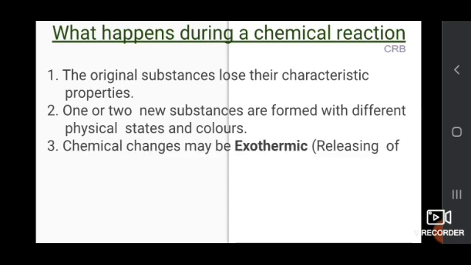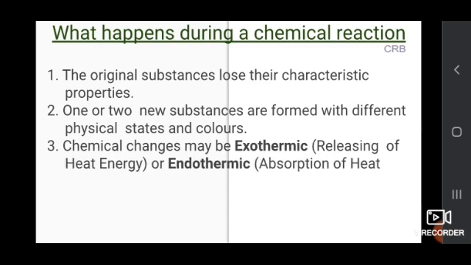Chemical changes may be exothermic, that means releasing of heat energy, or endothermic, that means absorption of heat energy. So in some chemical reactions, we get some heat energy. Those types of chemical reactions are called exothermic. In some types of chemical reactions, they absorb heat energy. So that type of reactions are called endothermic.